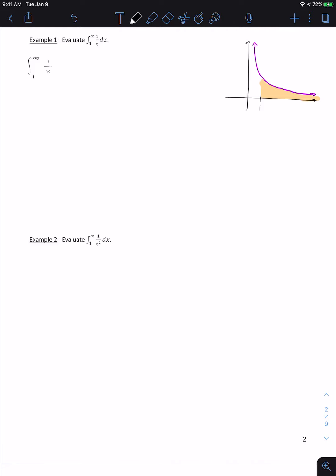of 1 over x dx, that's the same as the limit as b goes to infinity of the integral. I like to put those brackets around it to remind me that I need to evaluate the integral first and then take the limit. From 1 to b of 1 over x dx. So then I just solve this integral just like I know how to solve definite integrals.